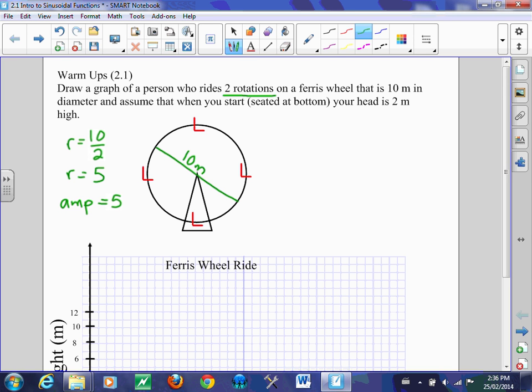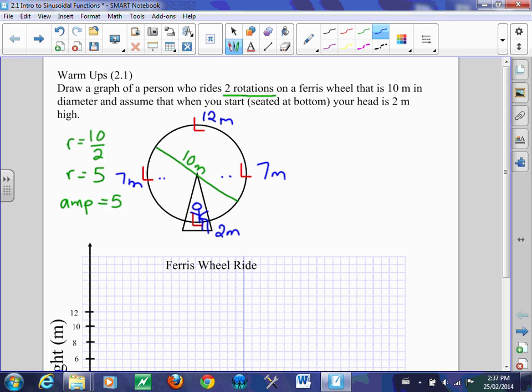So what we need to remember is that when we're sitting down at the bottom, your head is 2 meters high. So pretend this is you having some fun. Woohoo! And you're at 2 meters. If you're at 2 meters when you start, you're going to go up to the axis, so you're going to rise 5 more meters. That's going to be 7 meters. And at the top, you're going to be 2 meters plus the 10, which is 12 meters. And again, you're going to go back down, which is that amplitude difference, which is 7 meters.